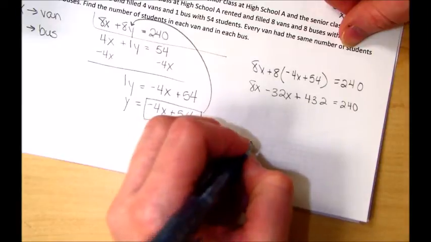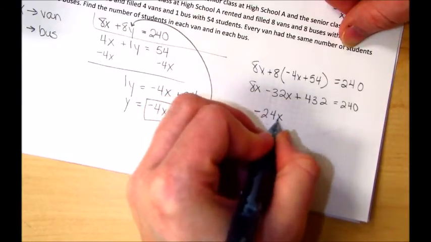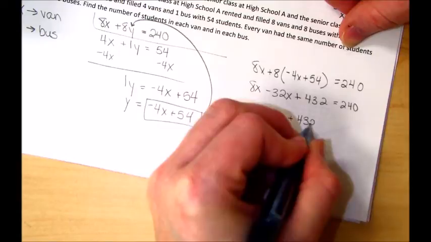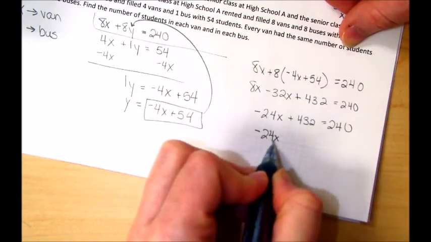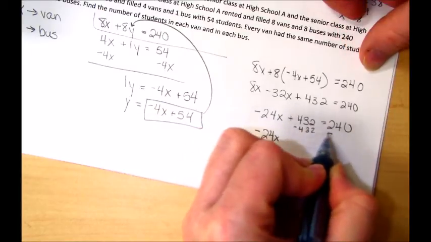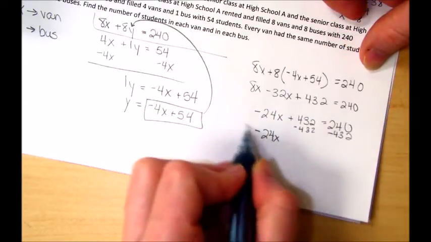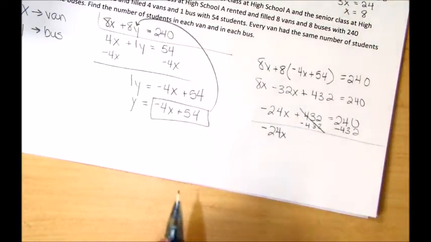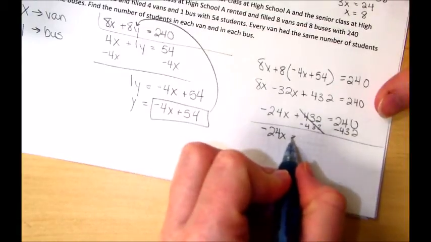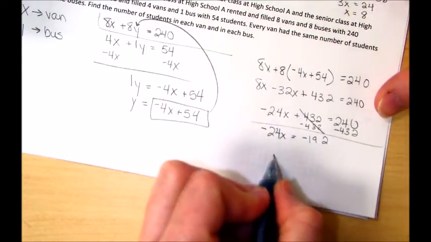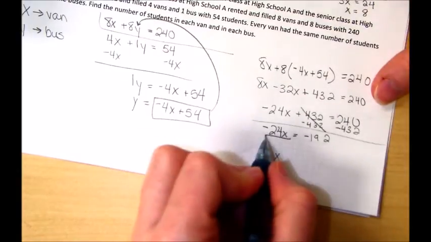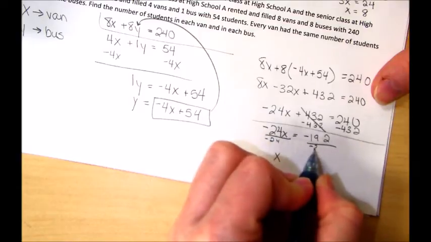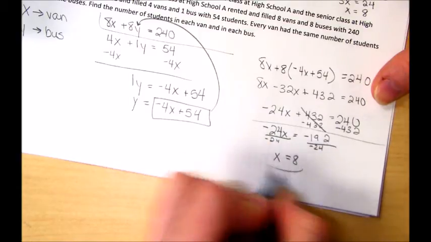8 minus 32 is negative 24x plus 432 equals 240. Negative 24x, take away 432. I know you're probably done by now, aren't you? So 240, take away 432 is negative 192. Divide each side, and you get 8. Divide by negative 24. You get x equals 8.